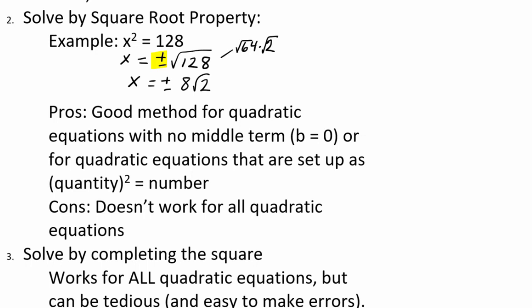It's actually a pretty good method if you have, like in our example, no middle term, so b is 0. So your quadratic equation has no bx term. Or if we could set up the equations like a quantity squared equals a number, right? And so we did a few of those in past videos. So the con is that it doesn't work for all equations the way that it's stated, right?